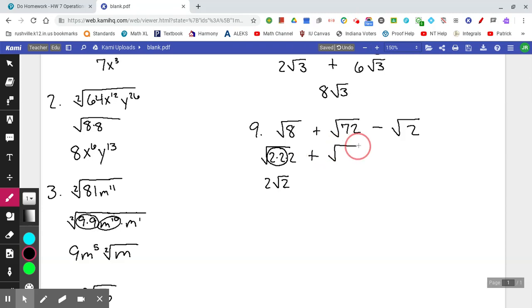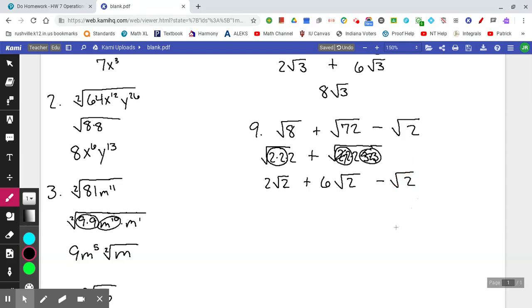I can rewrite that as 8 times 9. And 8 is 2 times 2 times 2, 9 is 3 times 3. Again, I'm looking for groups of 2. So here are two 2s, here are two 3s. So a 2 and a 3 come to the outside. 2 times 3 gives me 6 on the outside. What I didn't have circled was just a 2, so that square root of 2 stays. And then I have minus square root of 2.